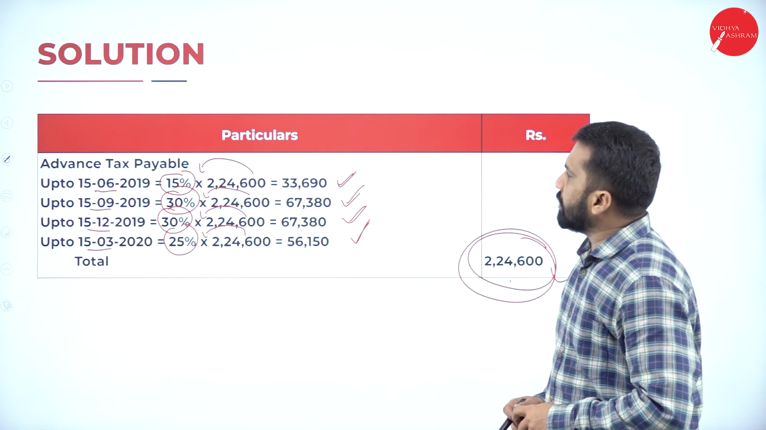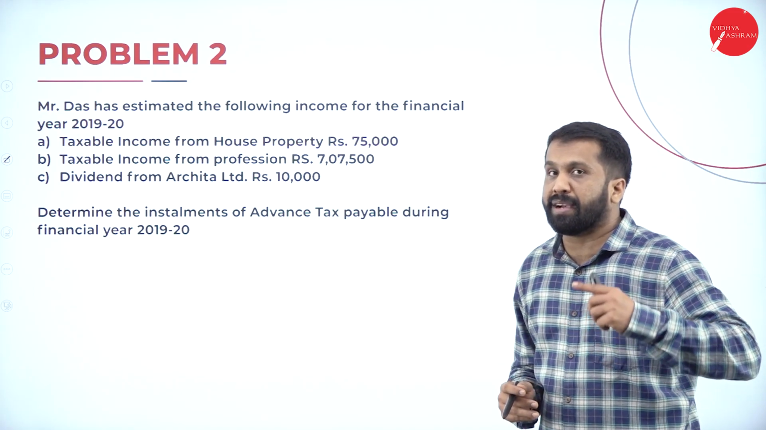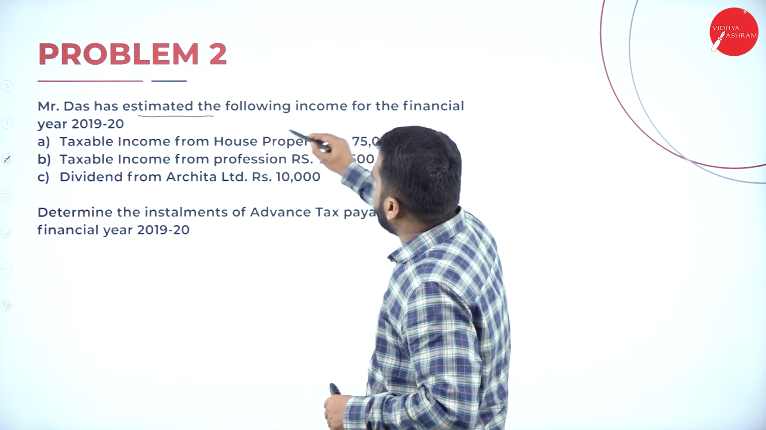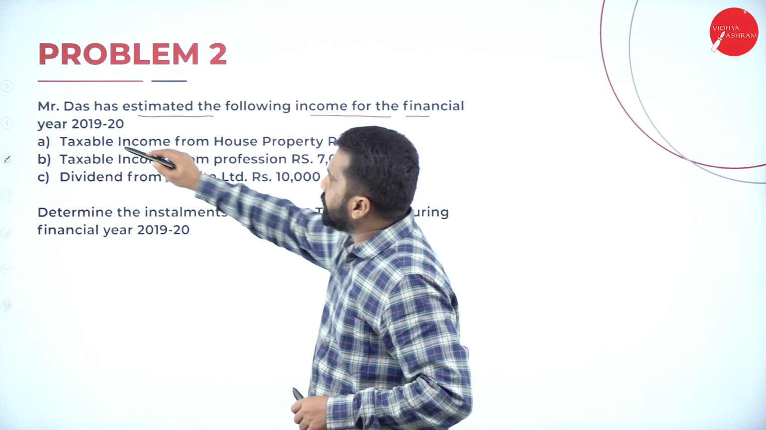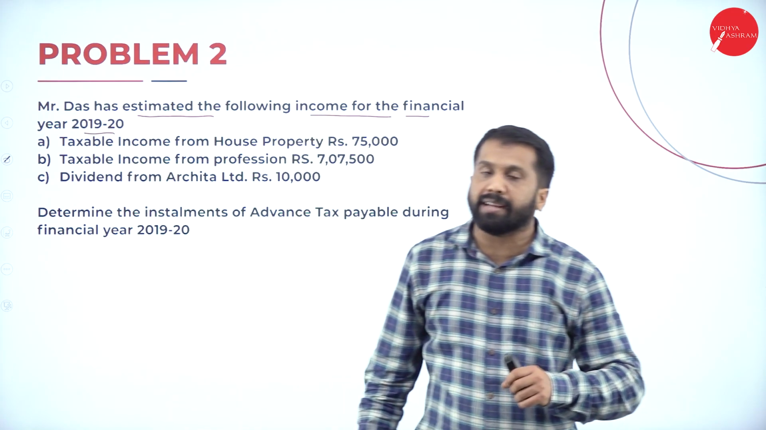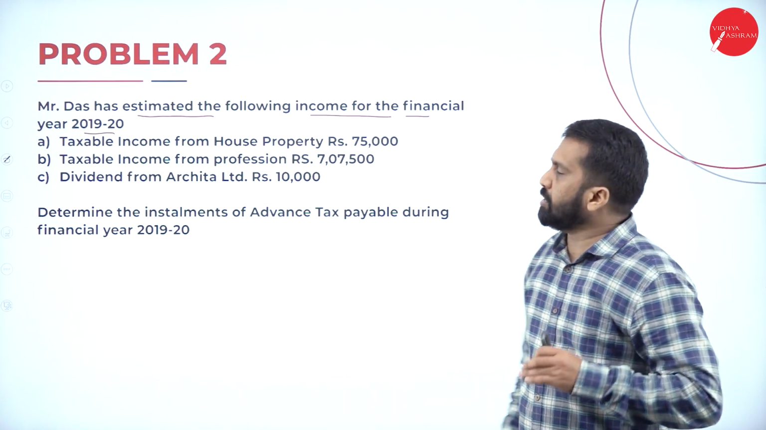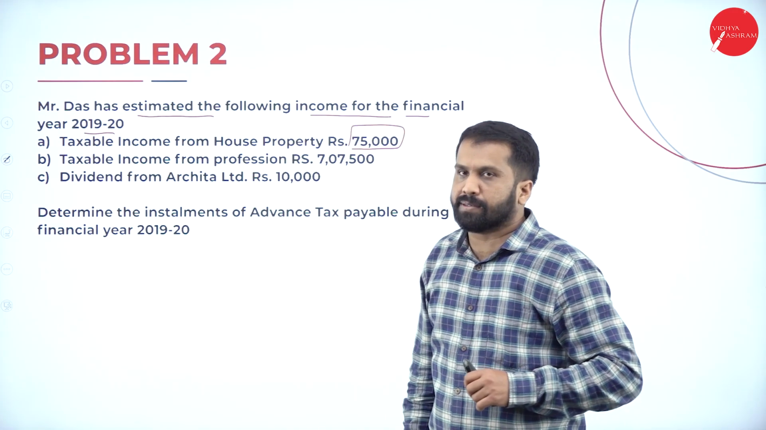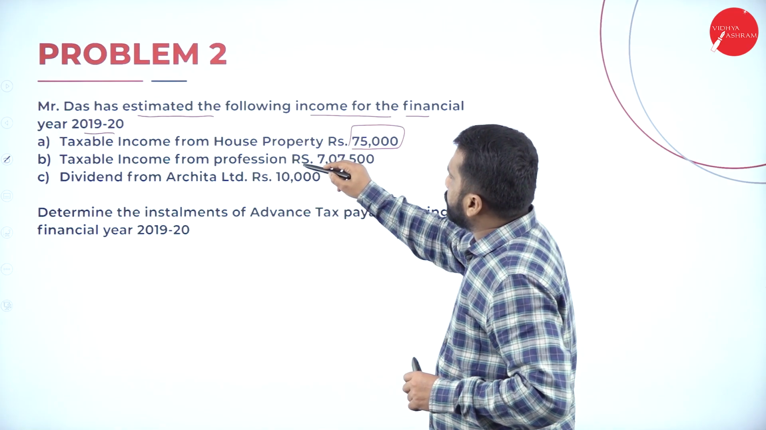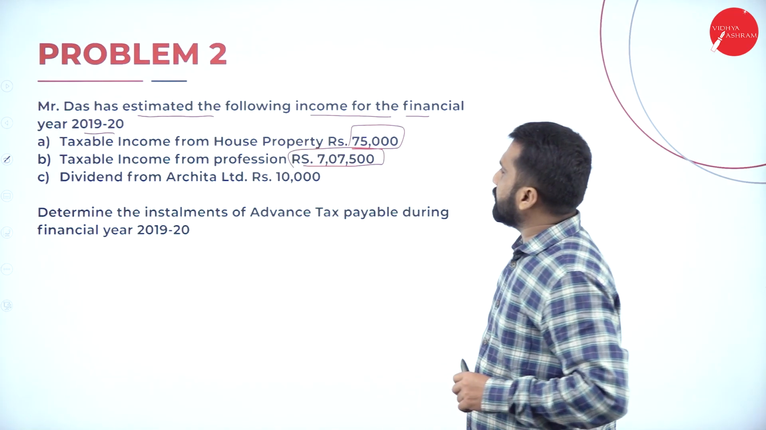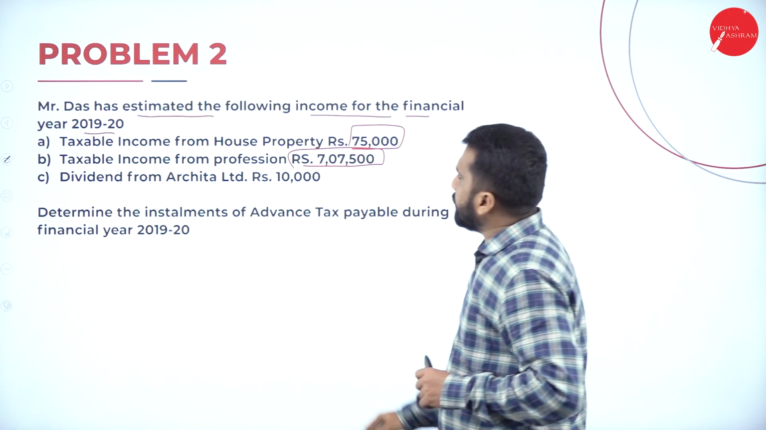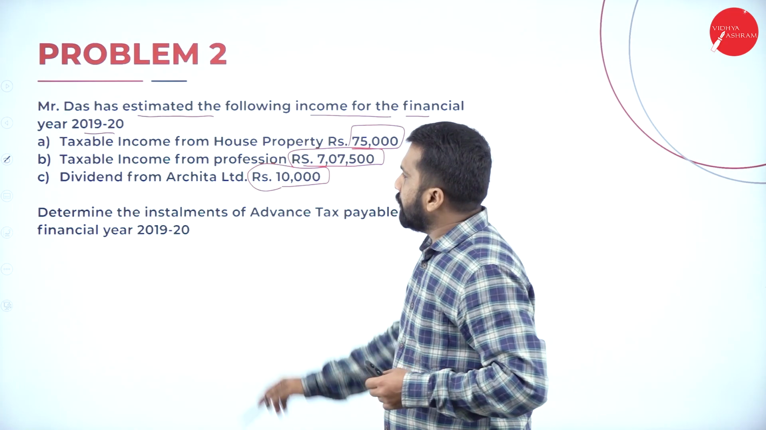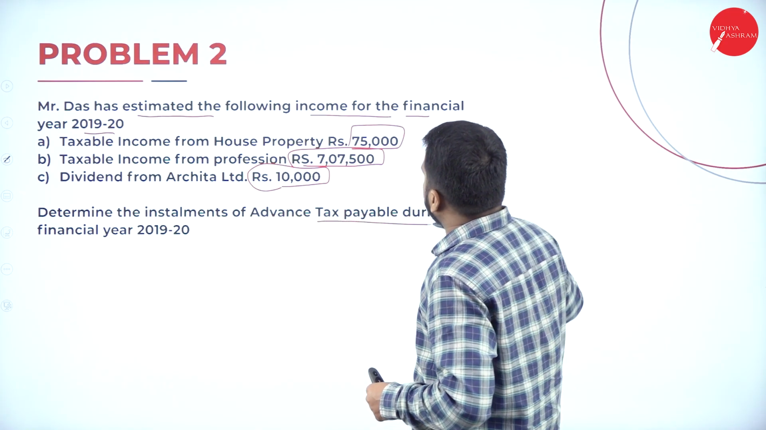Now I'll go to the next problem so that you will understand better. Second problem on advanced tax. Das has estimated the following income for the financial year 2019-2020. Taxable income of house property 75,000. Taxable income from profession 7,07,500. Dividend is 10,000. Remember, dividend is taxable or exempt? Exempt. Determine the installment of advance tax payment.